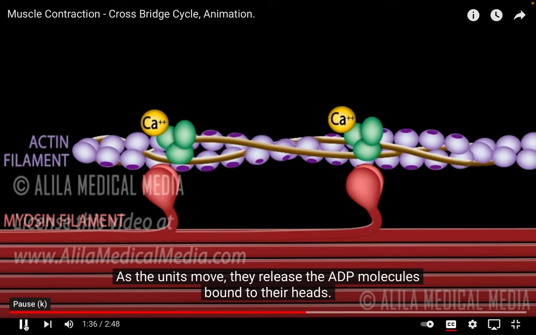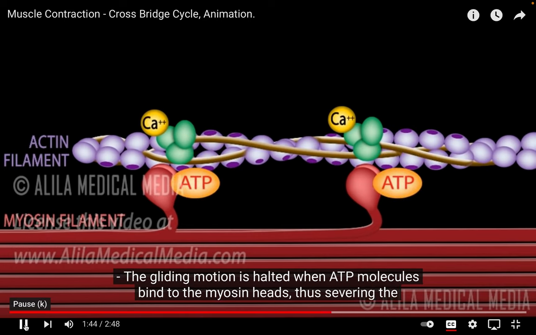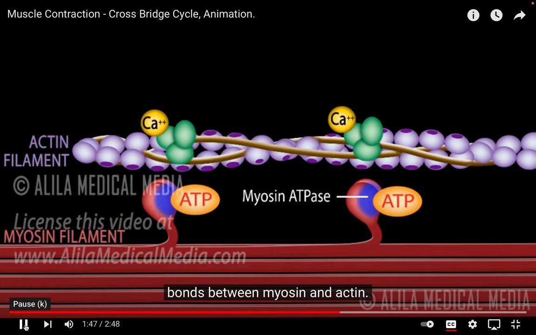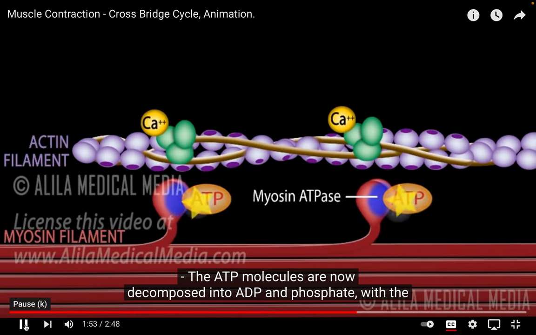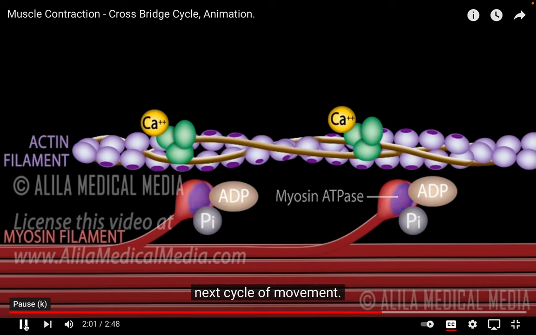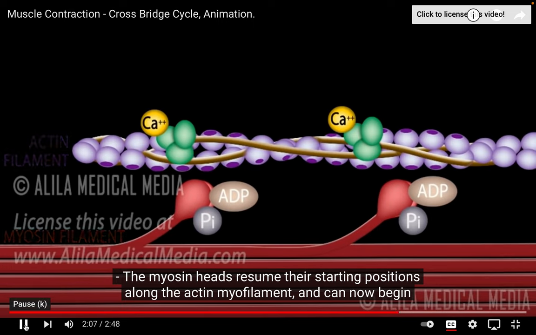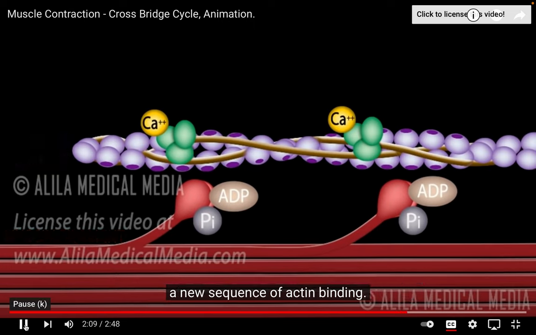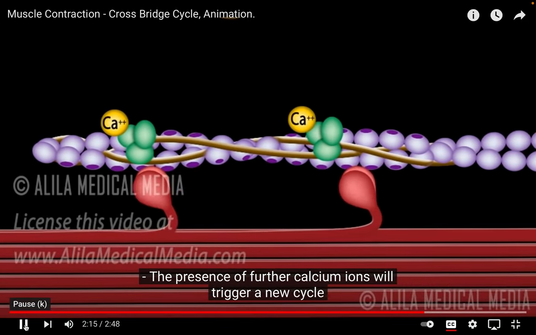The units move, they release the ADP molecules bound to their heads. The gliding motion is halted when ATP molecules bind to the myosin heads, thus severing the bonds between myosin and actin. The ATP molecules are now decomposed into ADP and phosphate, with the energy released by this reaction stored in the myosin heads, ready to be used in the next cycle of movement. The myosin heads resume their starting positions along the actin myofilament and can now begin a new sequence of actin binding. The presence of further calcium ions will trigger a new cycle.